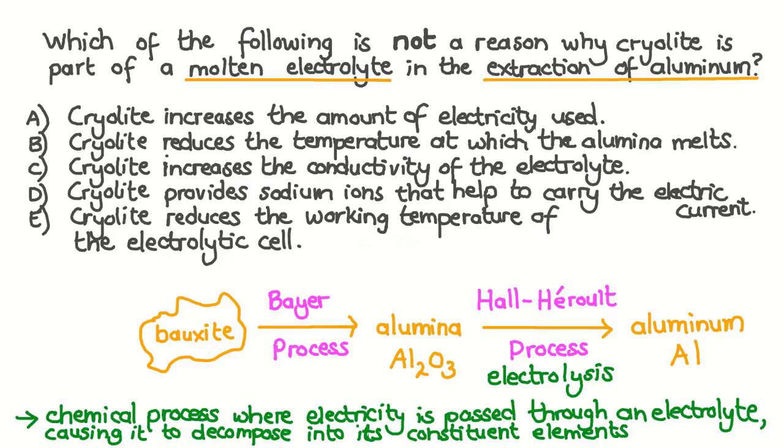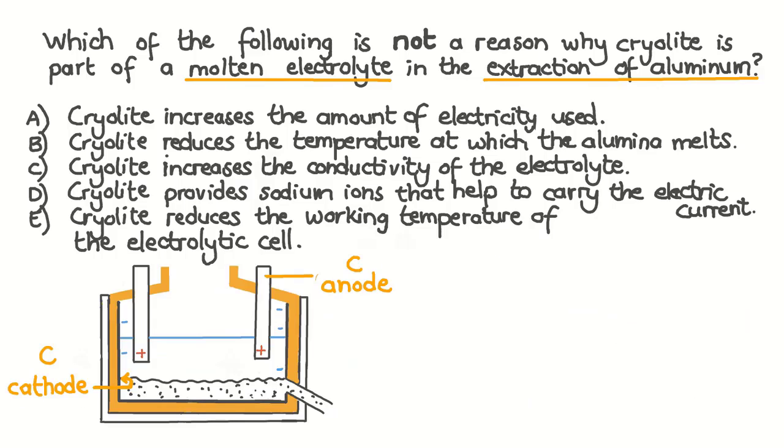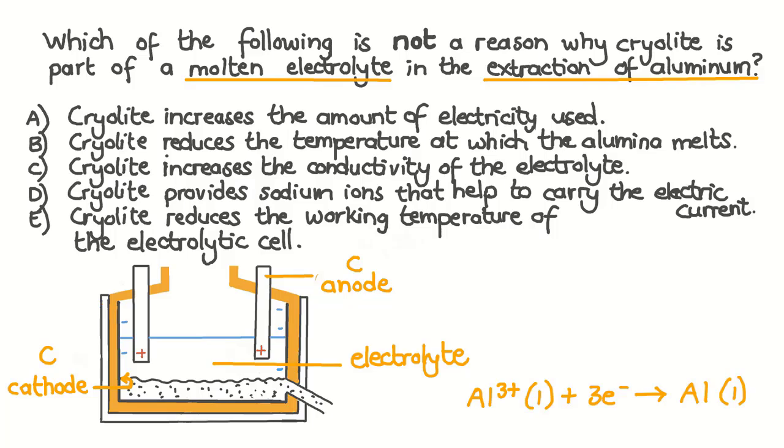The question asks us about a molten electrolyte. So we know we are looking at the electrolysis process. In the Hall-Héroult electrolytic cell we have a carbon cathode and a carbon anode. Electricity is passed through an electrolyte containing aluminum ions, which gain electrons from the cathode, are reduced to aluminum metal, and this liquid aluminum metal sinks to the bottom of the cell and can be collected through an outlet where it is then cast into blocks.